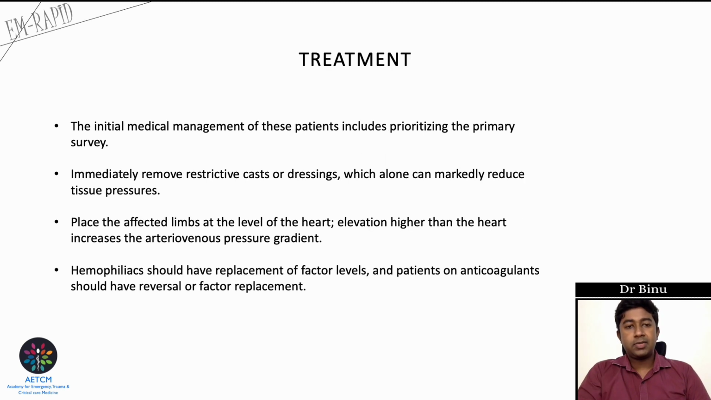The initial medical management of these patients includes prioritizing the primary survey. Immediately remove restrictive casts or dressings, which alone can markedly reduce the tissue pressure. Place the affected limb at the level of the heart, as elevation higher than the heart can decrease the arteriovenous pressure gradient. Hemophiliacs should have replacement of the factor levels, and patients who are taking anticoagulants should have reversal or factor replacement.